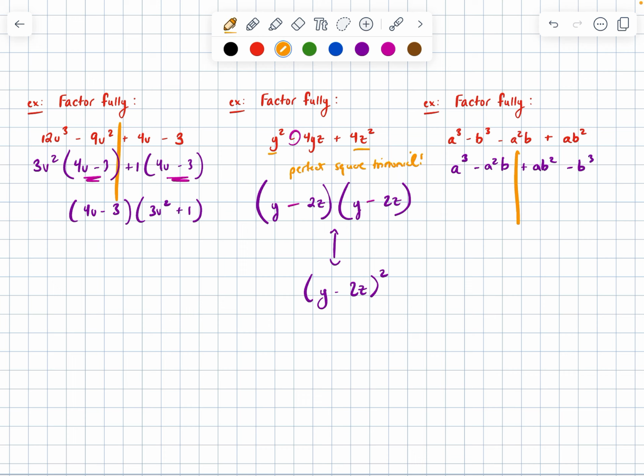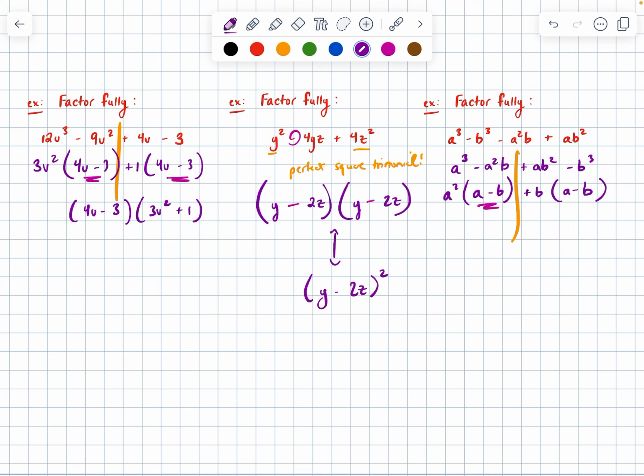Here, let me now drop my dividing line. Between a cubed and negative a squared b, you'll notice both of them have an a squared. When I take a squared out of a cubed, that leaves me with a. I take a squared out of negative a squared b, well, that's just negative b. Now, once again, thinking strategically, if there's an a minus b in my first parentheses, then an a minus b also has to show up in my second.